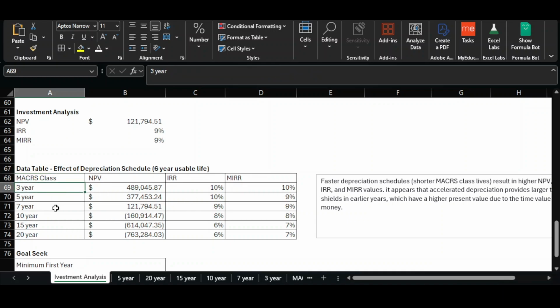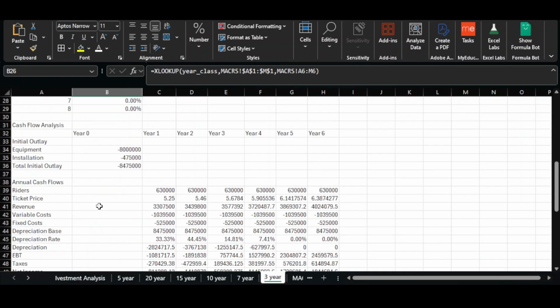So what I did was I labeled MACRS class on the first column and then named them accordingly: 3-year, 5-year, 7-year, 10-year, 15-year, 20-year. Okay. And then in the other columns here, I prepared a column for the net present value, IRR, and MARR. But for the following, you see, I need to refer to this. So what you do is you highlight this, pretend that this is a blank, and then you go to the 3-year. See, this is 3-year. You go to the 3-year and point to cell NPV.